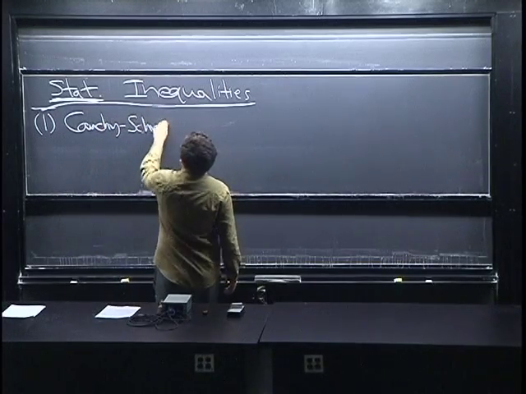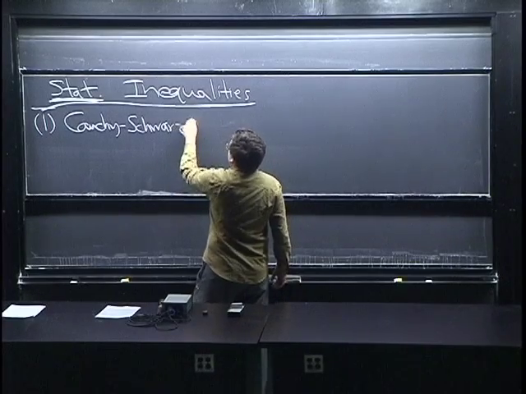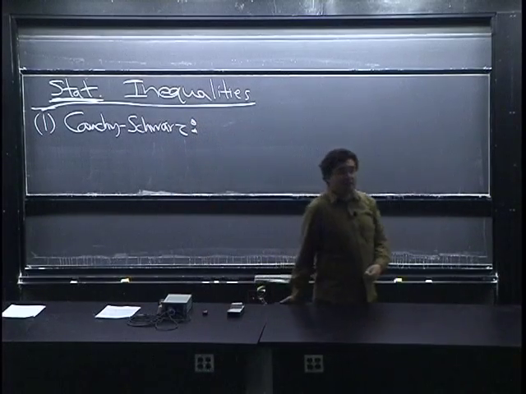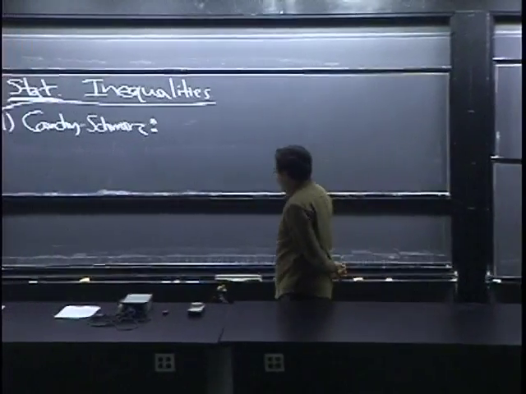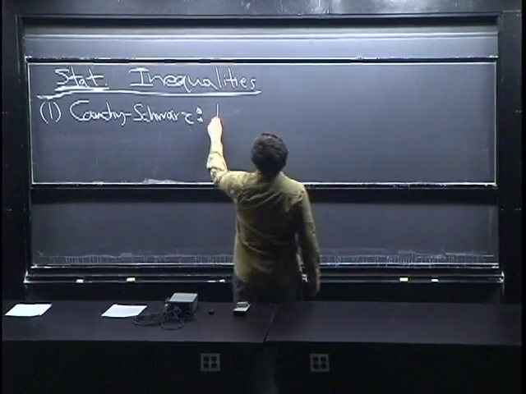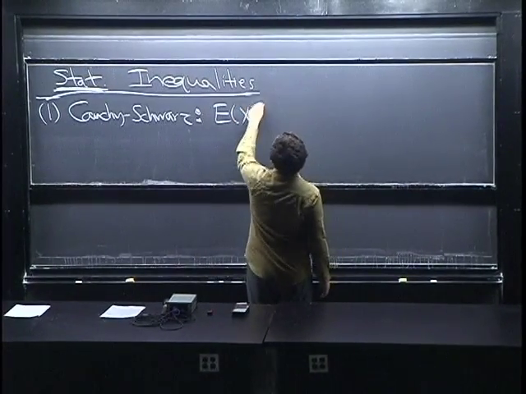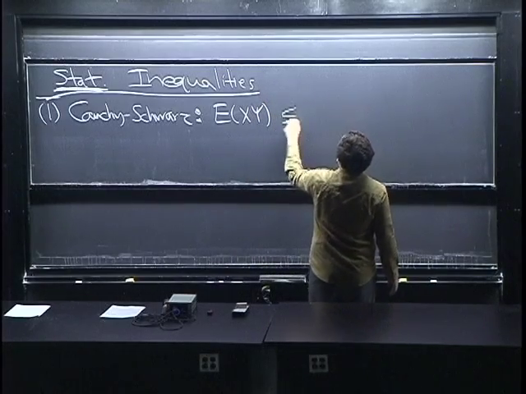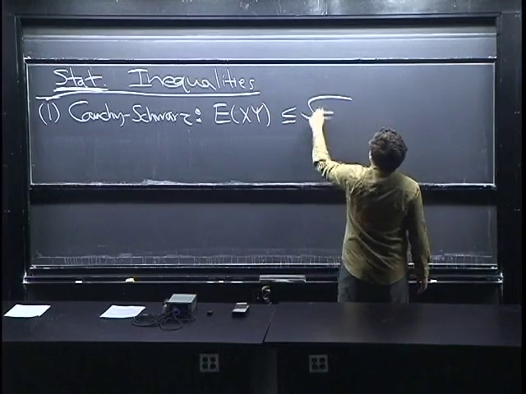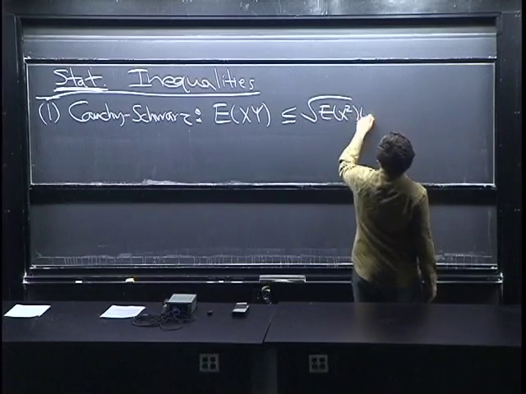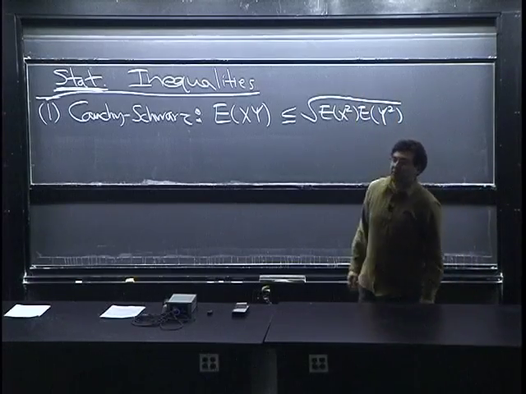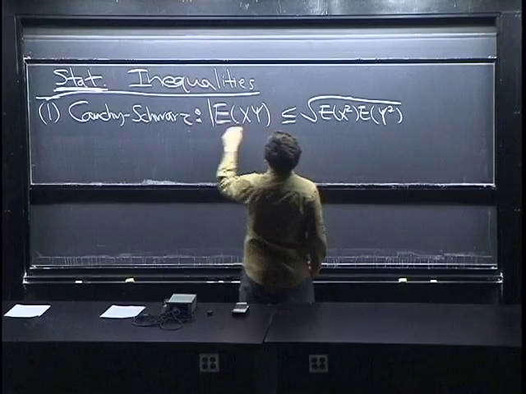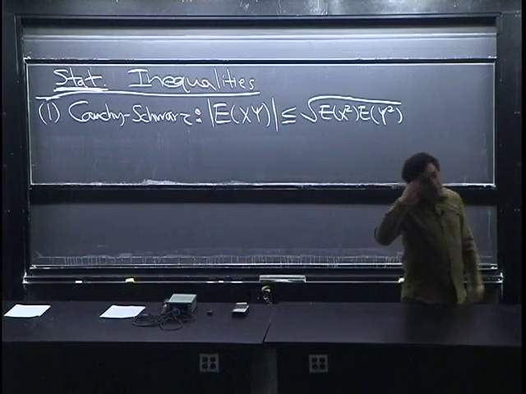So for random variables, a lot of you have seen Cauchy-Schwarz in a linear algebra or math class. For random variables, Cauchy-Schwarz says that the expected value of XY is less than or equal to the square root of E(X^2) E(Y^2). That's true. You can put absolute values around it also if you want. Still true.